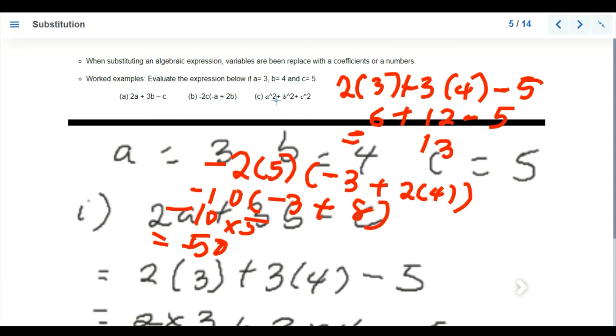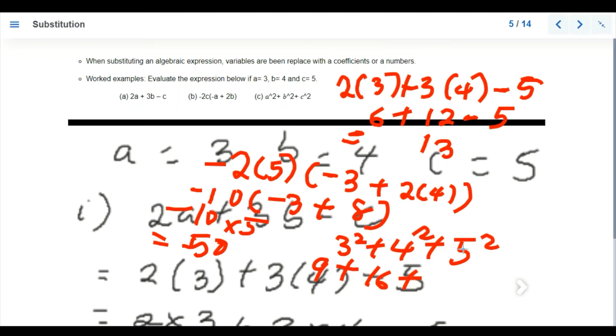For the last one, which is c, a square plus b square plus c square. So it's going to be 3 square plus 4 square plus 5 square. So 3 square is what? 3 times 3, which is 9. 4 square is what? 4 times 4, which is 16.